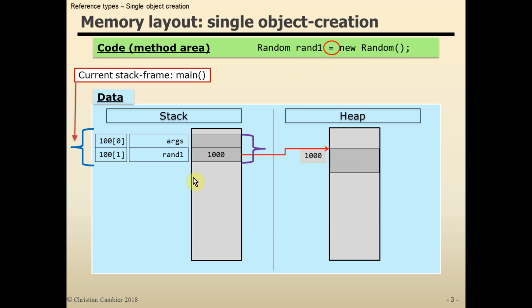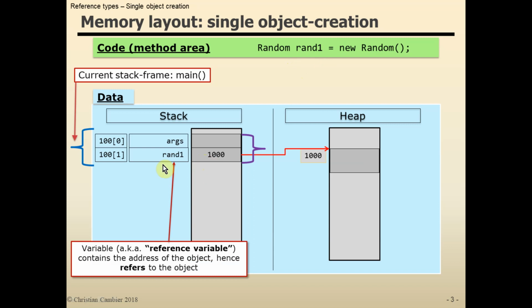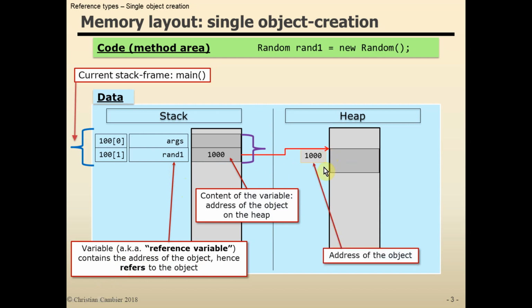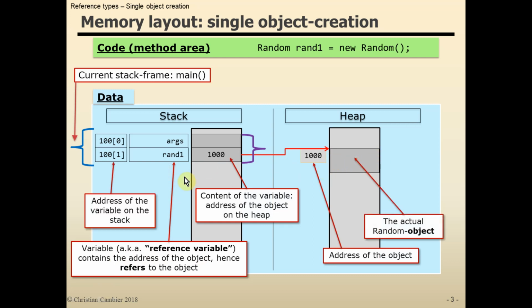So, to summarize, this is the variable, also known as the reference variable, and it contains the address of the object. Hence, it refers to the object. The content of the variable is the address of the object on the heap. That is the address of the object, the actual object, and finally the address of the variable on the stack.